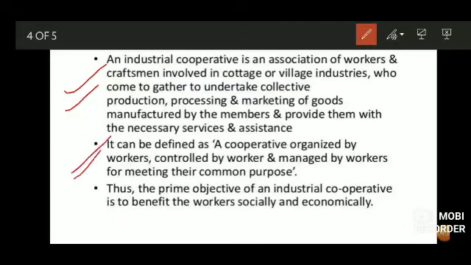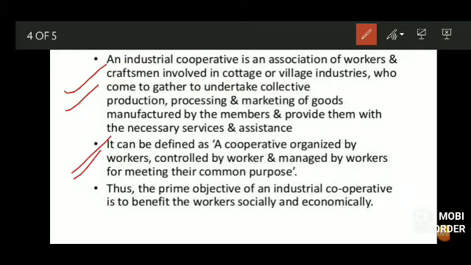It can be defined as a cooperative organized by workers, controlled by workers and managed by workers for meeting their common purpose. Now, who has the authority over here? The workers in the cooperative organization, in the cooperative sector. Basically a group of people came together and decided that they'll be manufacturing a certain product. Whatever decisions are taken, they are taken by those workers only. The entire chain of distribution is controlled by the workers, and the entire work is also managed by the workers for meeting a common purpose, that is basically survival.